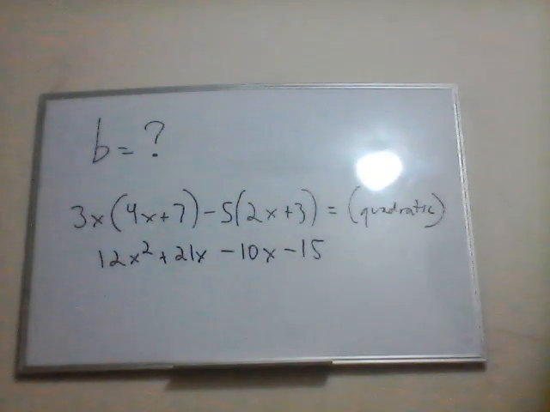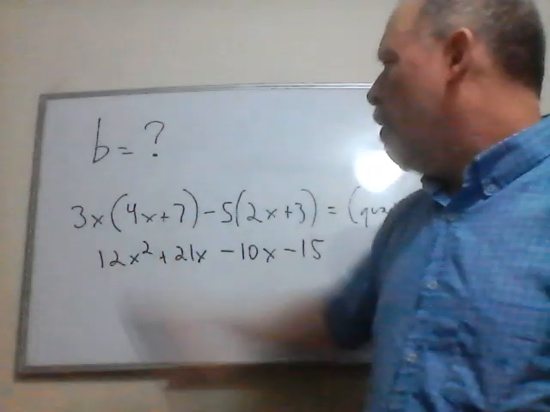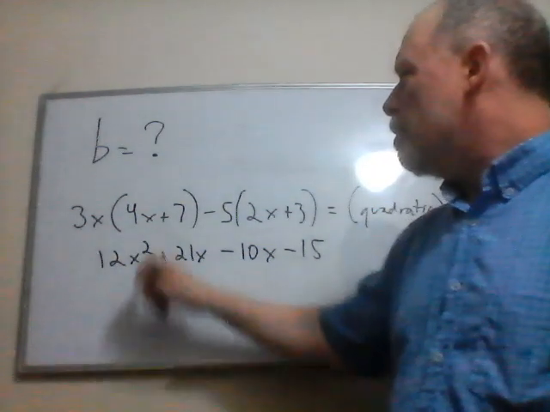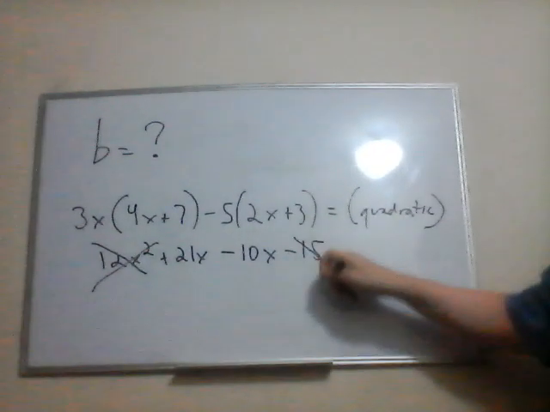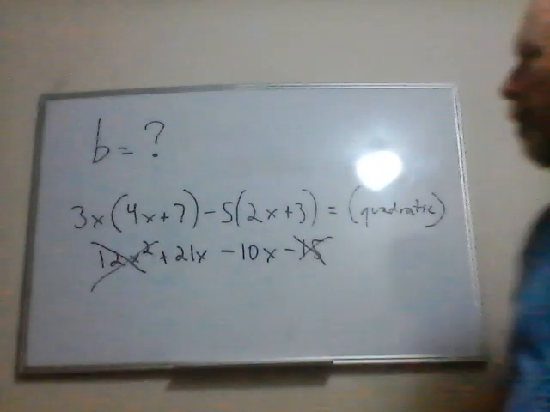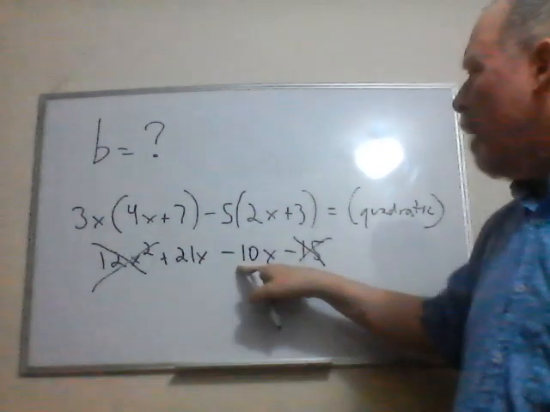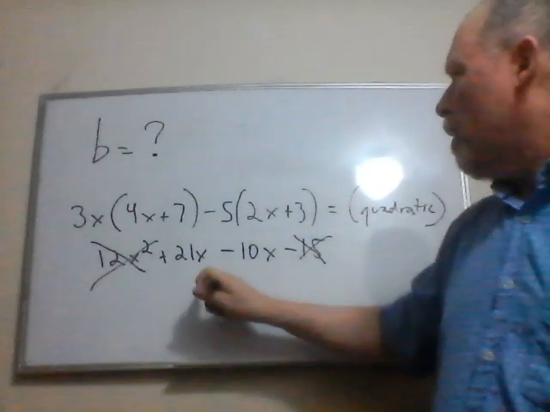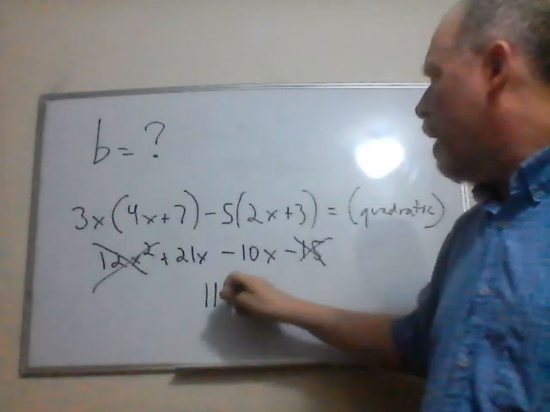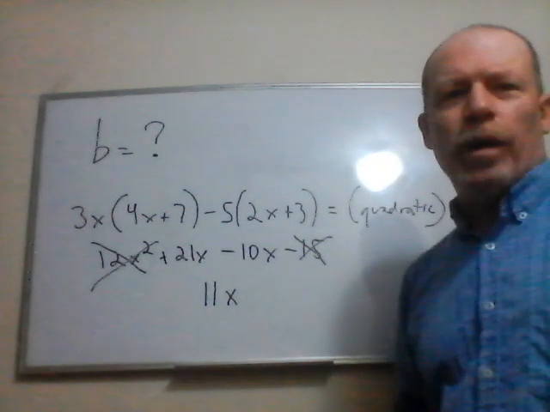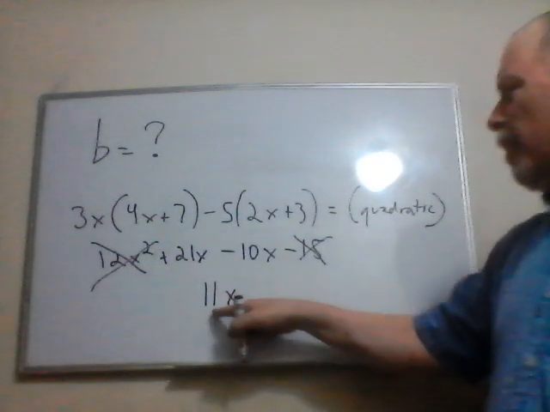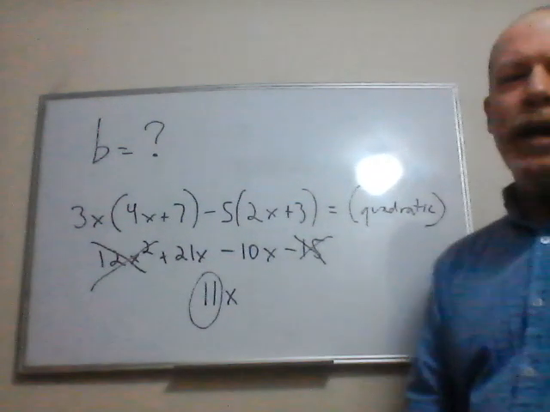What's going to be my B? My B is not going to involve this x squared, which relates to the a. I don't need to worry about it at all. It's not going to relate to my x to the 0, which is what we call a 1 most of the time. This 21x and this minus 10x form an 11x. Okay? In your ax squared plus bx plus c expression, this 11 is going to be your b. That should be your answer.